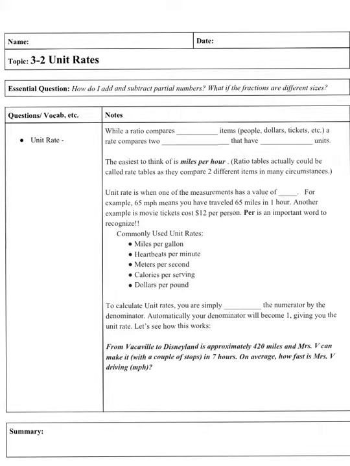Okay, so here we are on 3-2 unit rates. These are just rates that are very specific, and you're probably going to realize that you're more used to unit rates than you realize. As I'm reading through this, I realize that our essential question we've got here is wrong. So I want you to line through that.